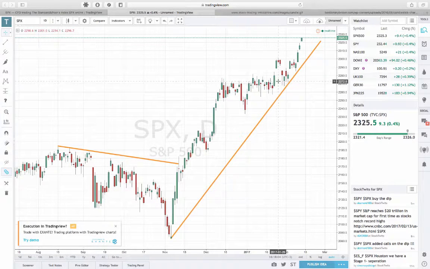Now here you can already see two different ways of drawing a trend. If you're drawing an uptrend, you always want to be below. So you want to start out at a low and you want to move to another low. If you're doing a downtrend, you want to start from a high and draw to another high.